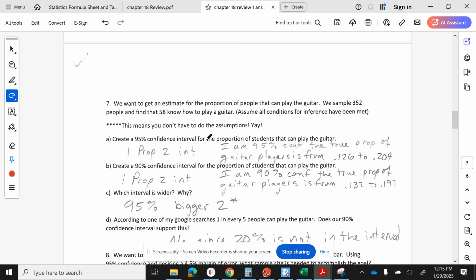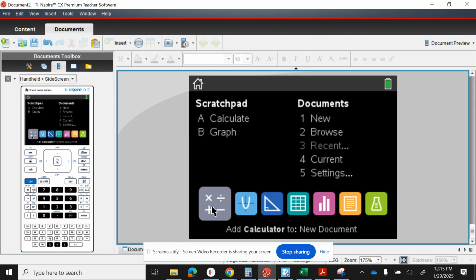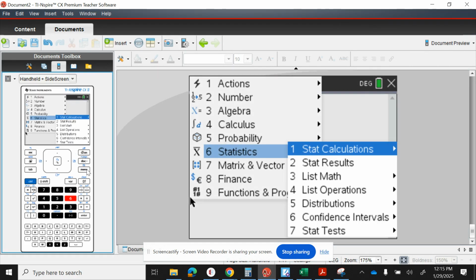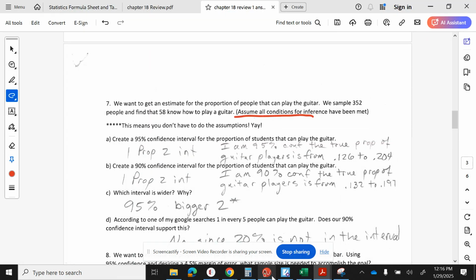All right, number 7. If a question says assume all conditions are met, you do not have to do the random check, independent check, nearly normal check, but you still have the other 3 points. So you would do 1 prop z interval. Now again, if you are not doing this in the calculator, if you're not doing menu 665 or on the 84, find the 1 prop z interval, do it.